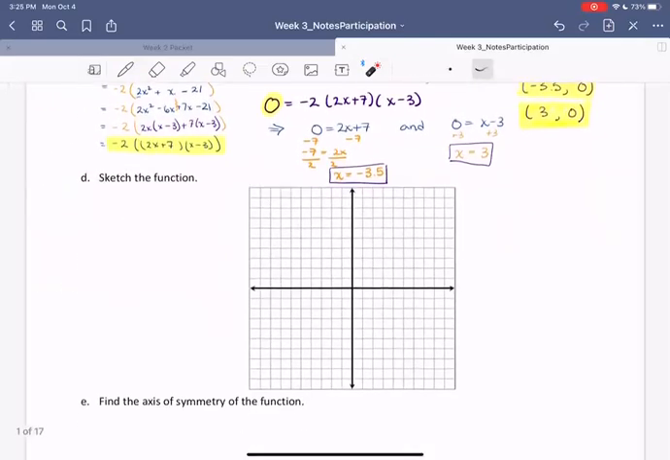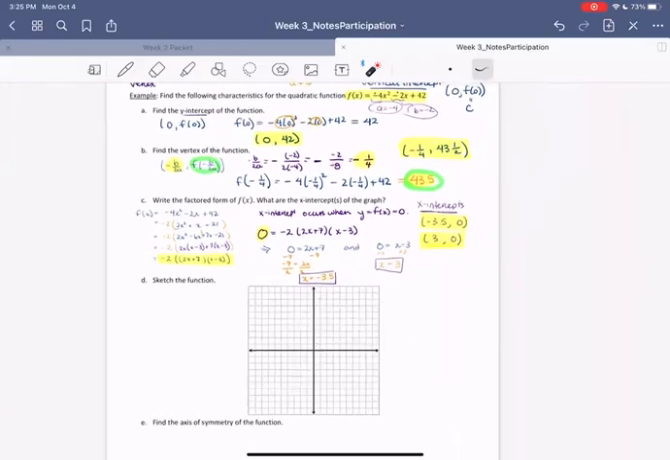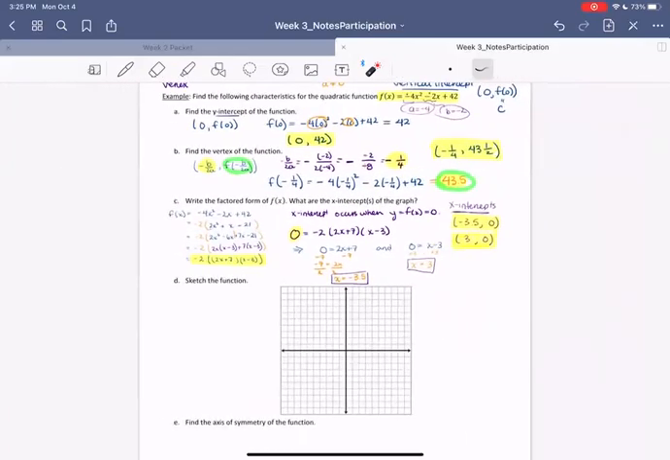All right, so now let's take a look at these last couple of parts. The next part says sketch the function. When we're sketching a function that is a quadratic, there's a few important points that I first want us to draw. And they are the points that we just found. So let's just review. The important points we just found are the y-intercept, the vertex, and the x-intercepts. And we have two x-intercepts, so actually 4 important points.